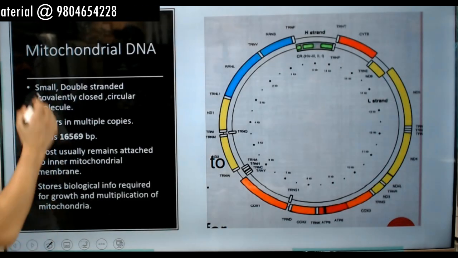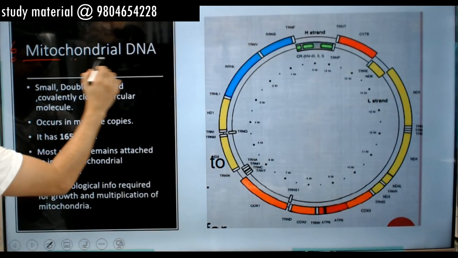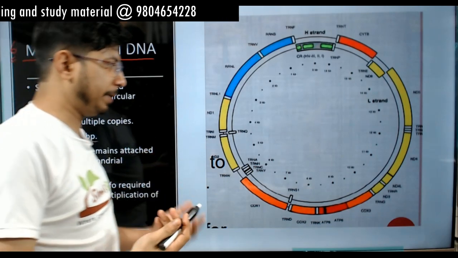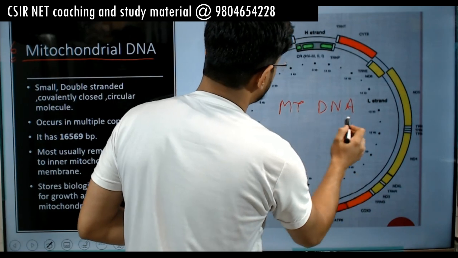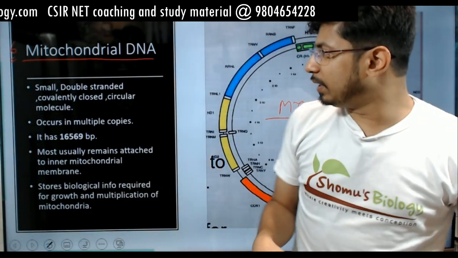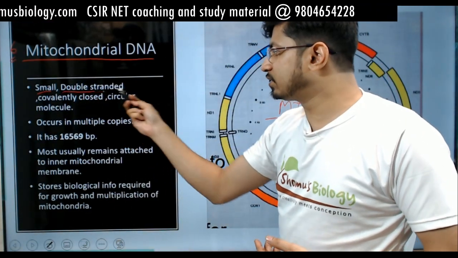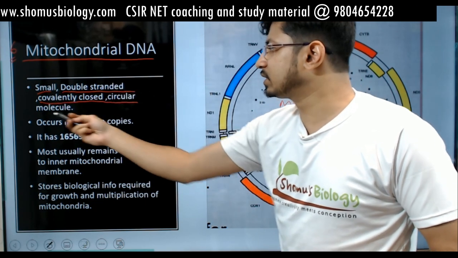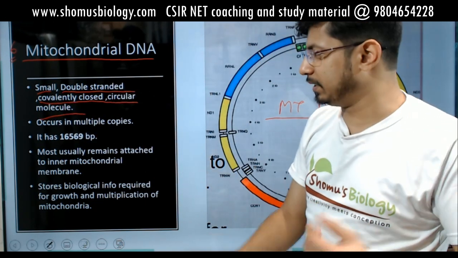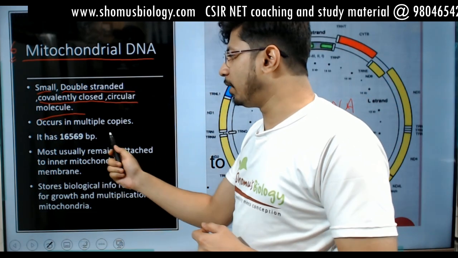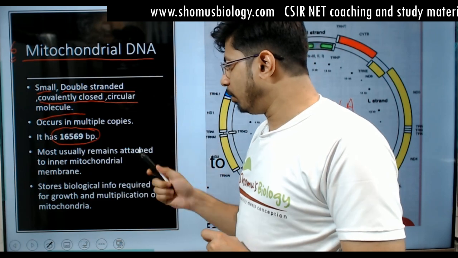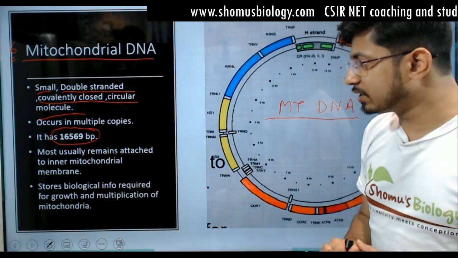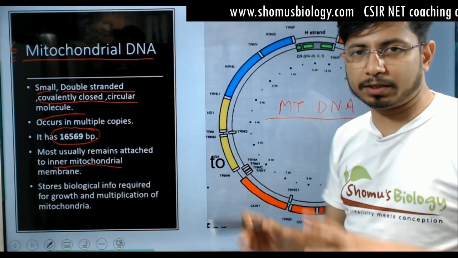Okay, now the sixth, mitochondrial DNA, also known as mtDNA. So what is it? A small double-stranded covalently closed circular molecule, like a plasmid basically. It occurs in multiple copies. It has 16,569 base pairs. Most usually it remains attached to the inner mitochondrial membrane. They are not floating like that.